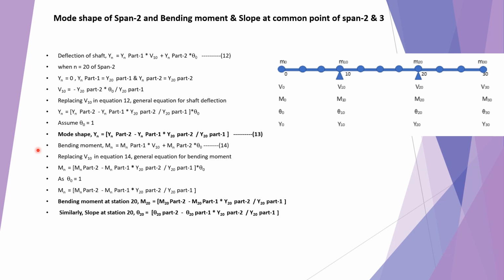So bending moment at station number 20 is M20 part 2 minus M20 part 1 into Y20 part 2 upon Y20 part 1. Similarly, slope at station number 20, theta 20, is theta 20 part 2 minus theta 20 part 1 into Y20 part 2 upon Y20 part 1. Through this we can calculate shear, bending moment and slope at station number 20, and also the mode shape of the shaft from station number 10 to 20.